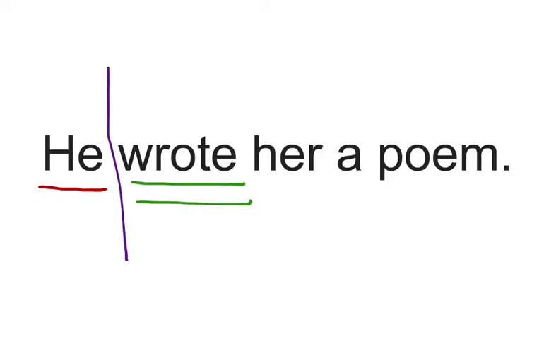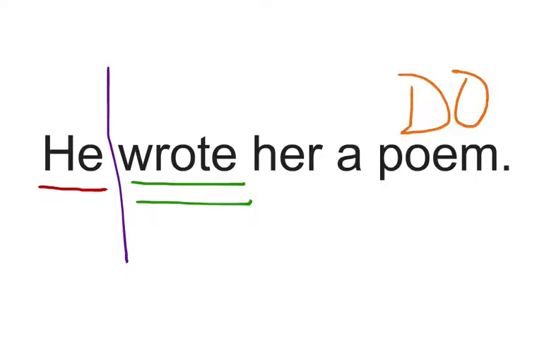So you will underline the subject once and the verb twice, and draw your line to separate them. So the only thing we're going to have on the subject side is he, and what he did was he wrote. Then you ask yourself, what did he write? And whatever answers that is your direct object, whether it's one word or a phrase. So obviously in this case he wrote poem.